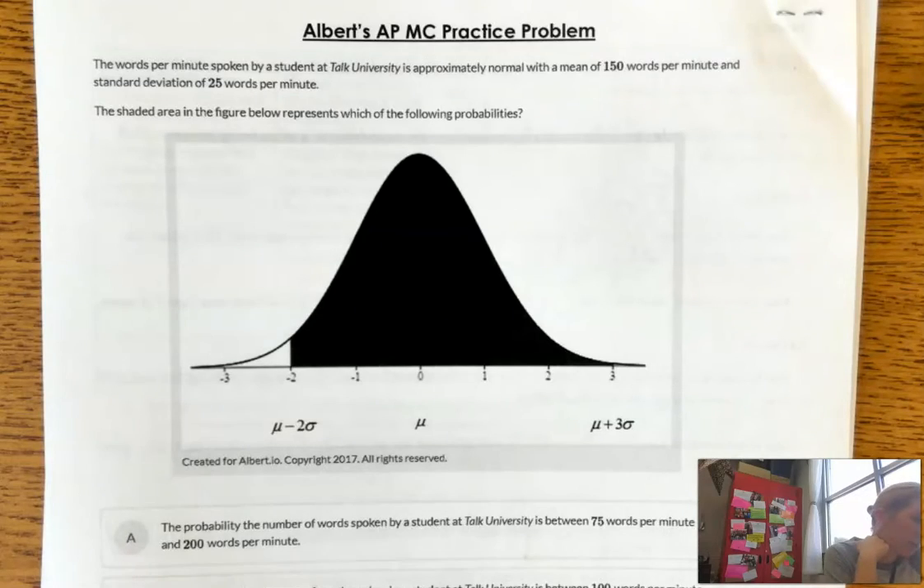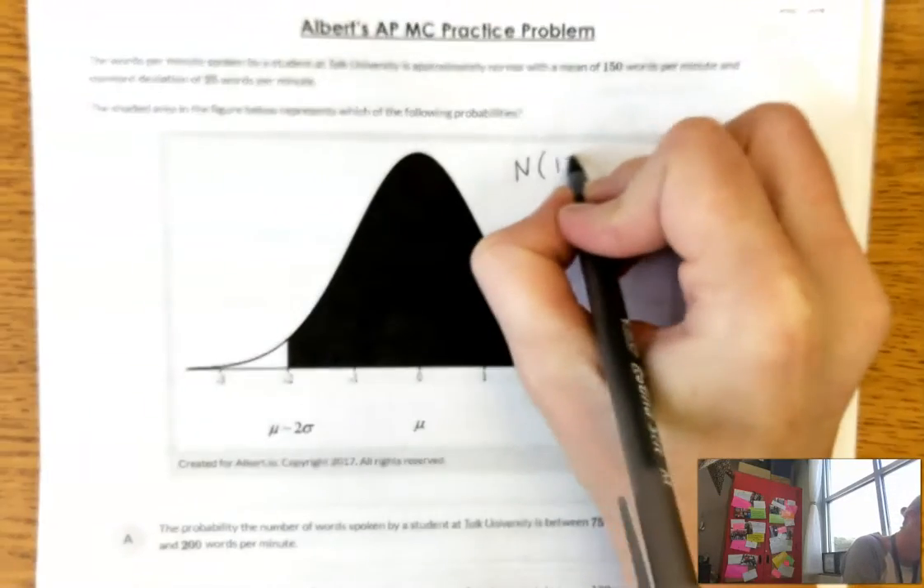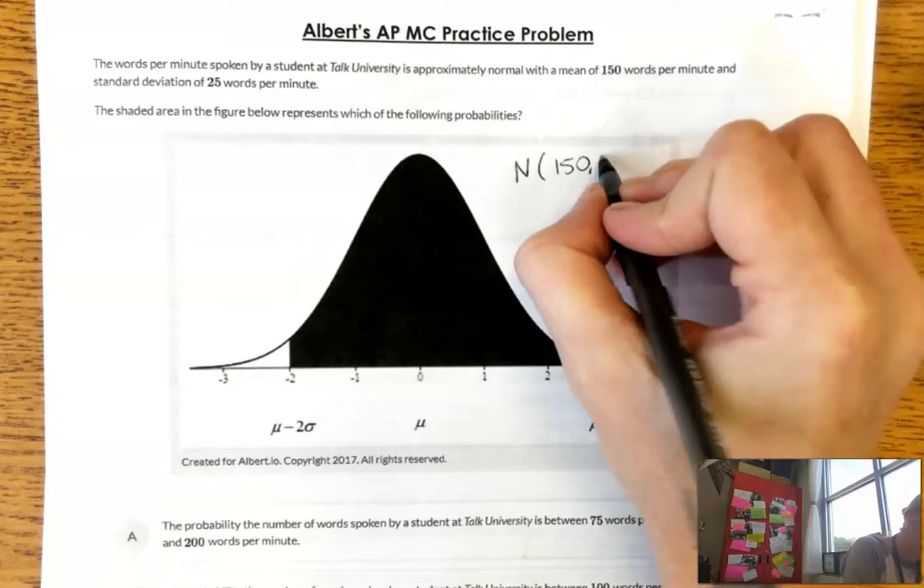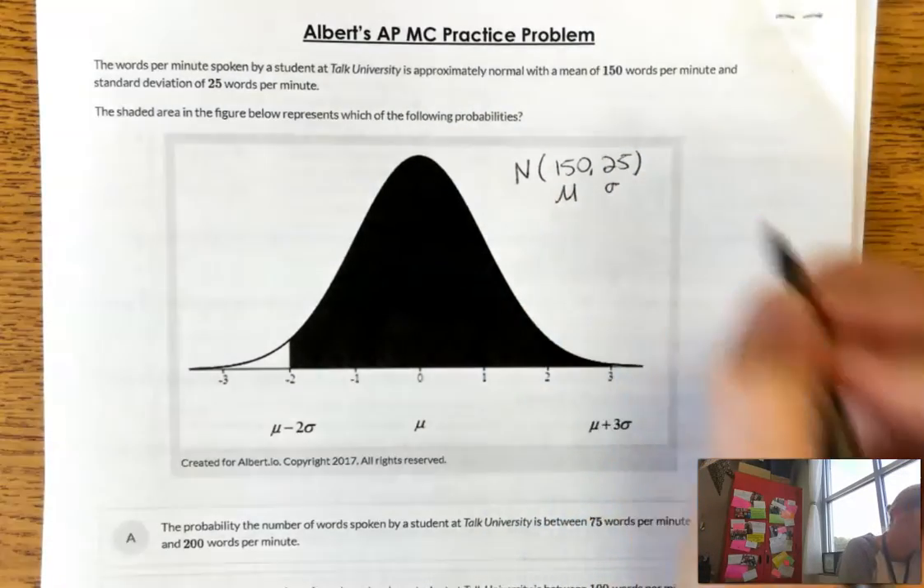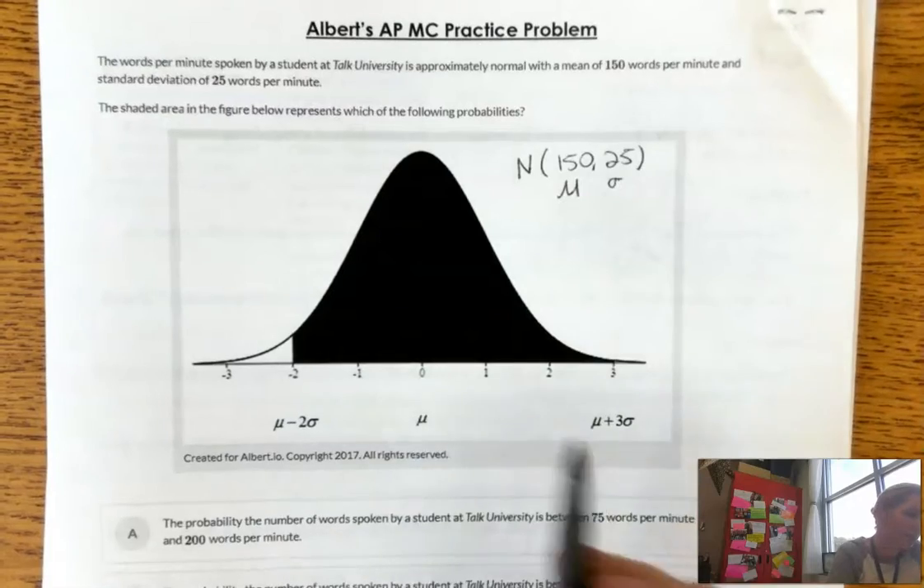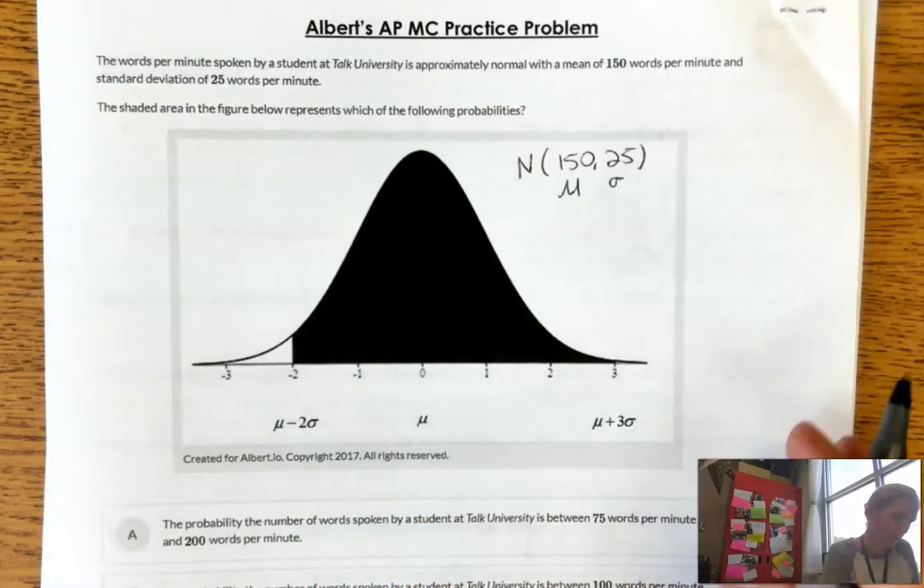I want you to go ahead and attempt this AP practice problem on your own. So this is all one big problem. So go ahead, pause the video, read through it, and tell me what you think. A, B, C, D, or E. All right, so the words per minute spoken by a student at Talk University is approximately normal. So it's normal, with a mean of 150 words per minute and a standard deviation of 25. So remember, I put my mean right here and my standard deviation here. The shaded area in the figure below represents which of the following probabilities?